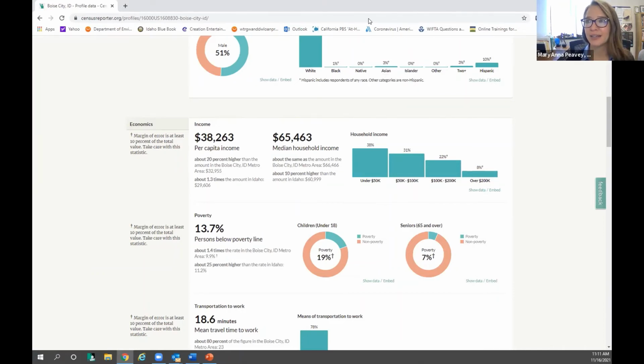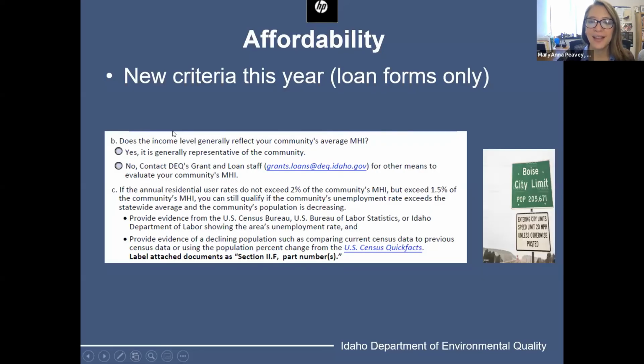All right, I'm going to stop sharing here, but essentially this is what we'll need to show if you qualify for disadvantage. And now I'll go ahead and pass it off to Mike Stambulis.